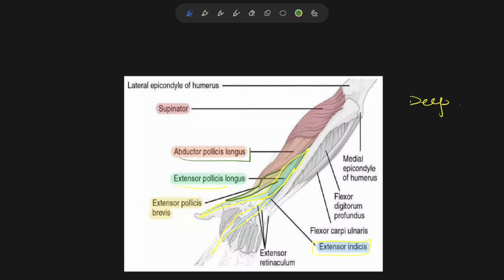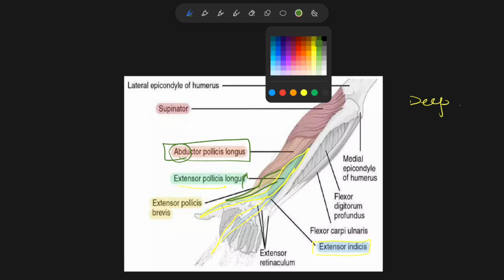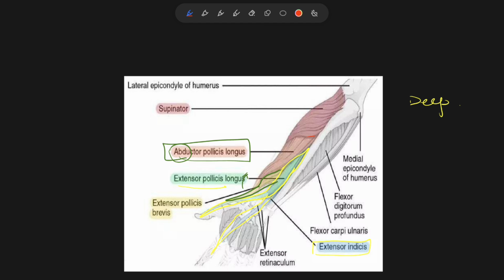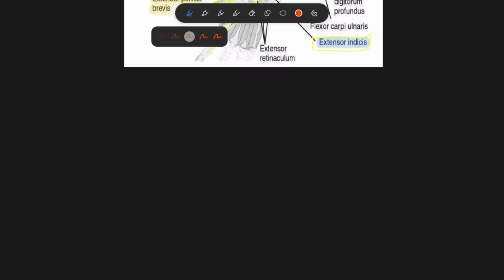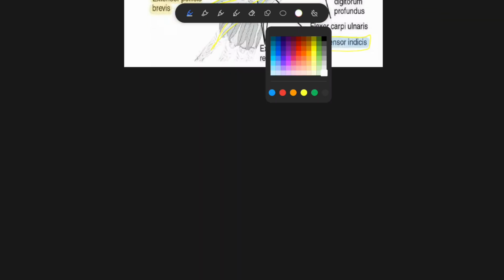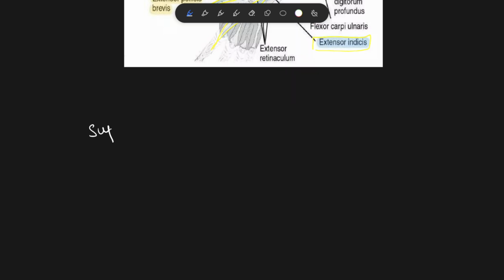The last muscle we have is the abductor. Abductor means moving away. It will help to move away. So this is the abductor muscle. Let's change the color to red. Abductor pollicis longus. Let's make a note over here: superficial and deep muscles.